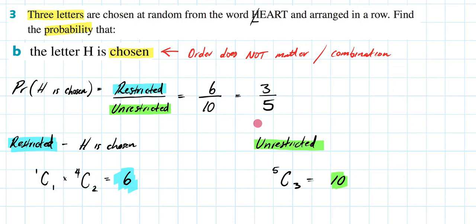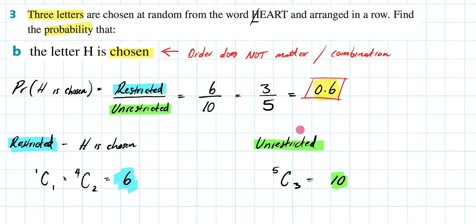Let me just double check this. The back of the book does not have it as a fraction. It has a decimal, 0.6. So that is the answer they give you in the back of the book, 0.6.